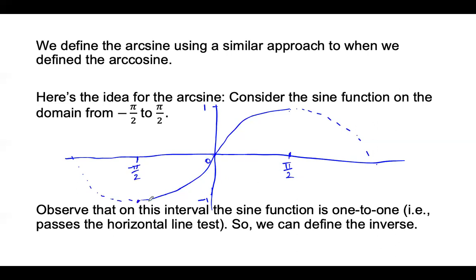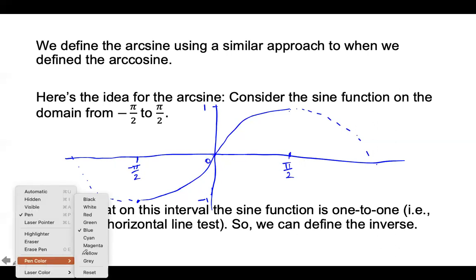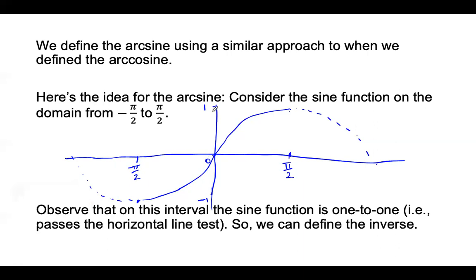So I stopped it between negative pi divided by 2 and pi divided by 2. Because as you can see, if you draw horizontal lines, it satisfies the horizontal line test. Therefore, this function is one-to-one on this specific domain from negative pi divided by 2 to pi divided by 2. So on this specific domain, we can define the inverse. On the entire domain, we cannot define the inverse, just on this specific domain.